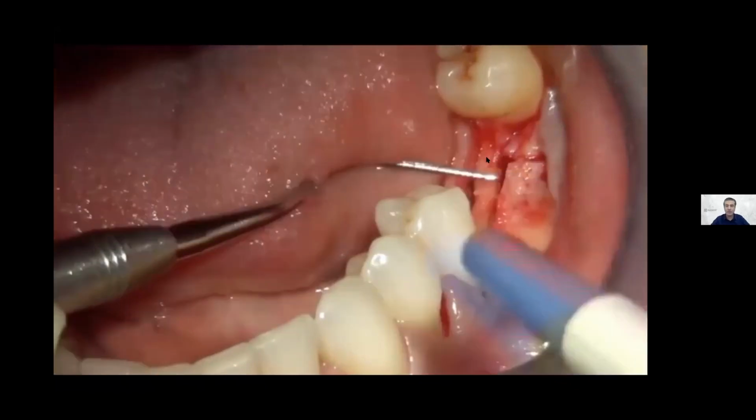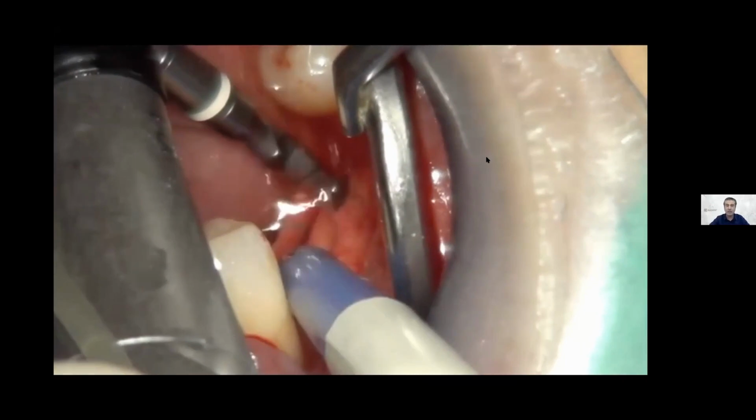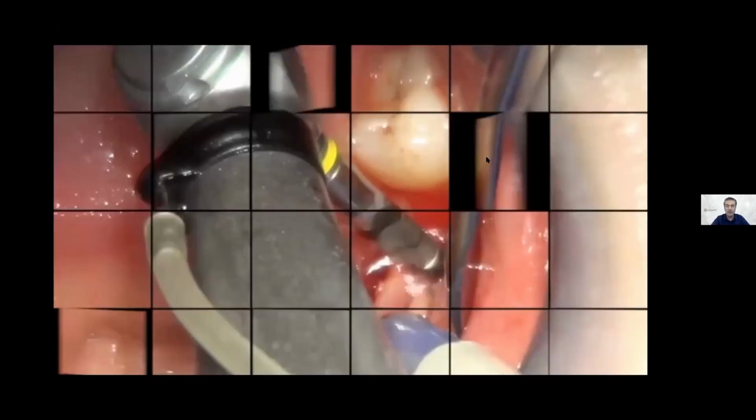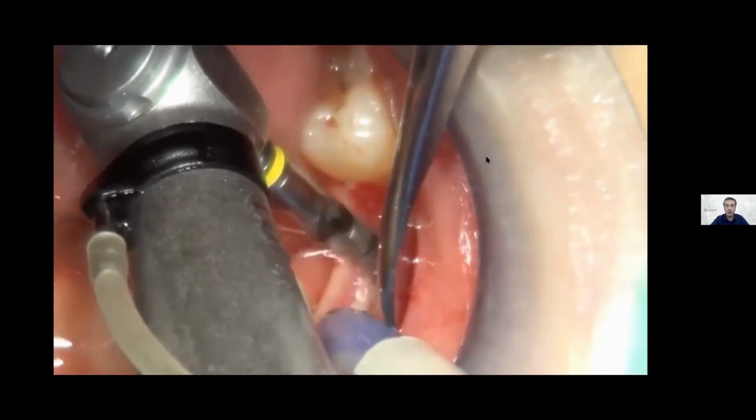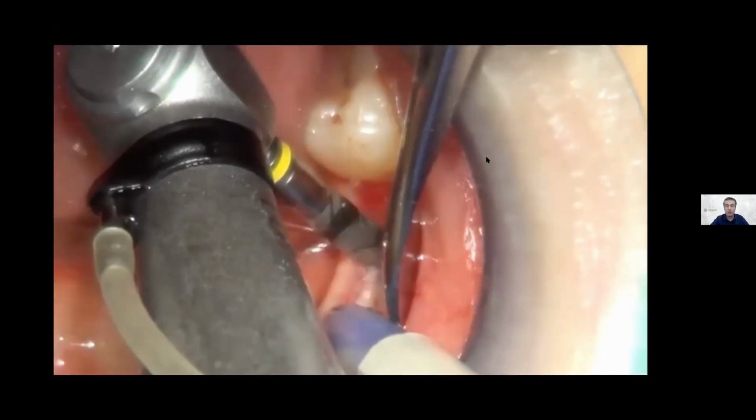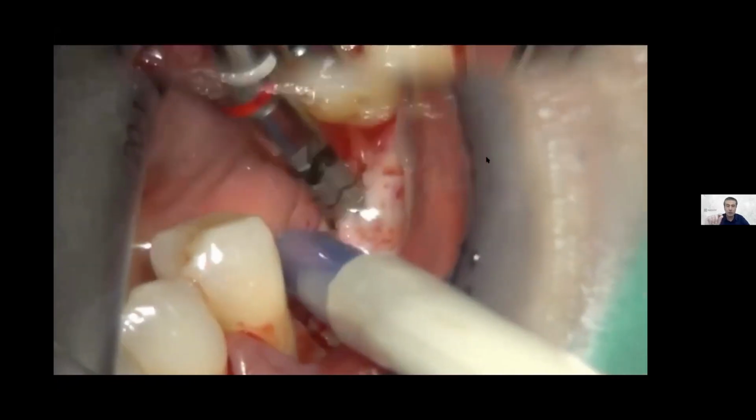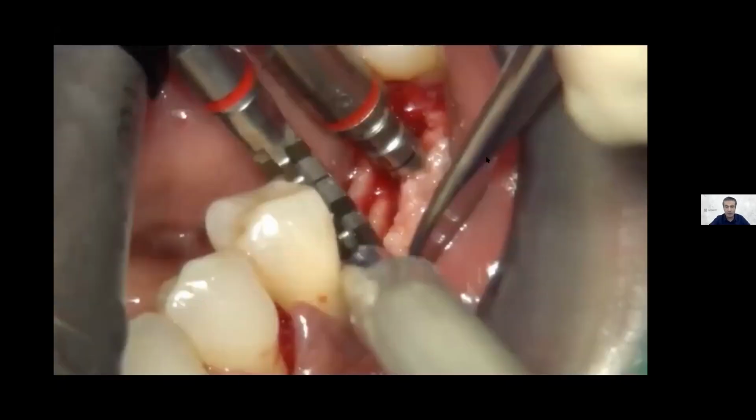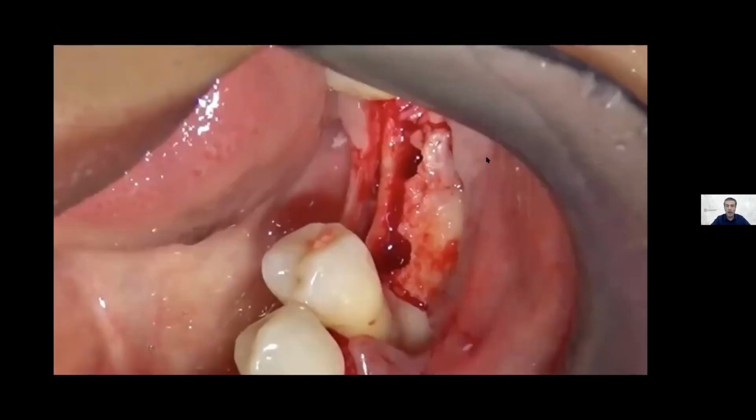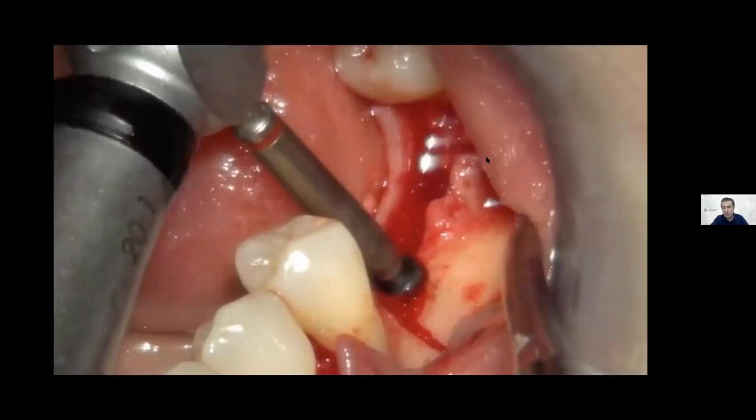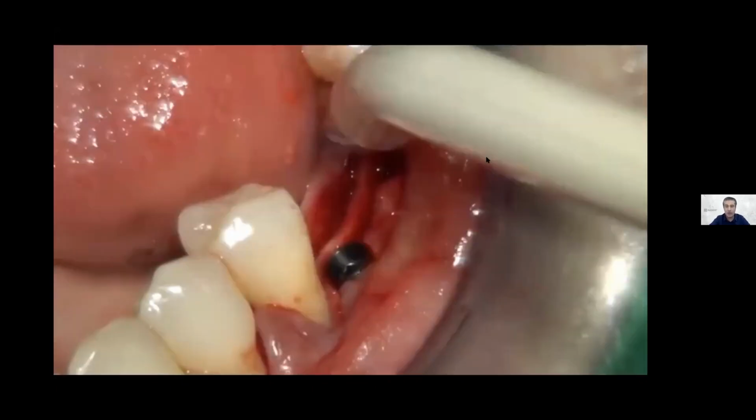After that, we start with the chisel. We make tapping with 3 diameters of chisel. And after that, as you see, we do the drilling process. Here I want you to know that the speed should not exceed 500, because at low speed, we conserve more bone. And we place our implant as usual. Here the primary stability was very high in the first implant.